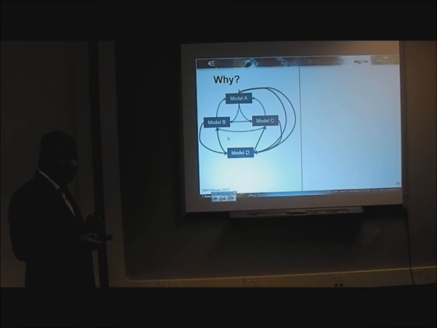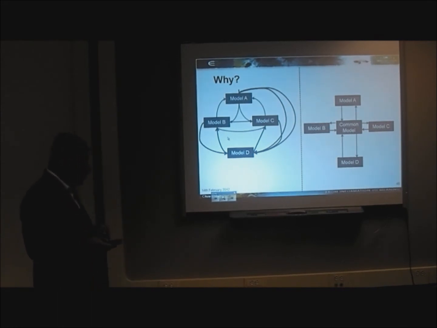If you remember your graph theory, this is a fully connected graph, right? What's nice about using a common model is that you still start with 6 transformations, but when you add a new one, you only need 2 more. You add another one, you only need 2 more. If you add another one, I don't even have enough space to draw the arrows. So this is the advantage of common representation-based transformation, or lifting and lowering.